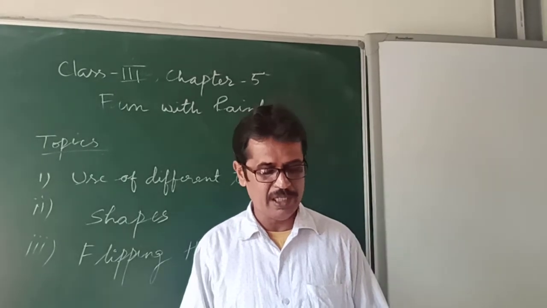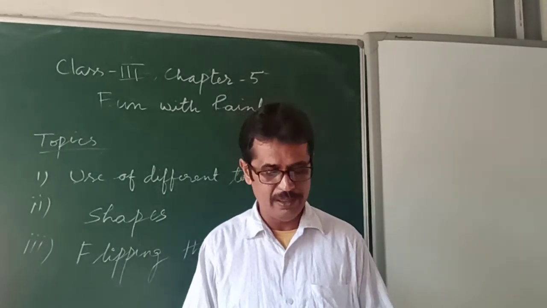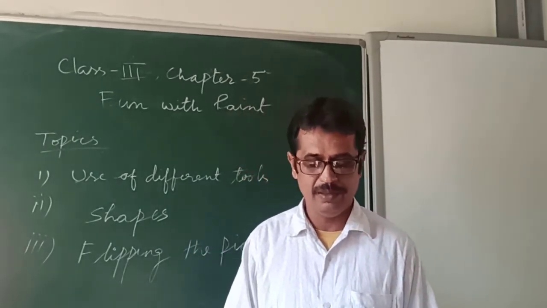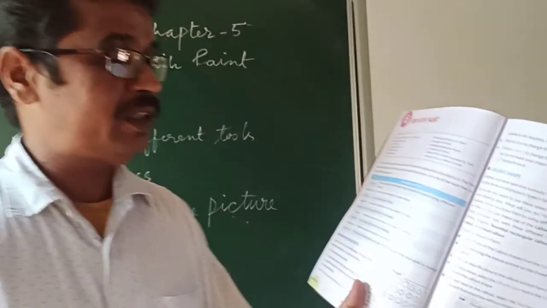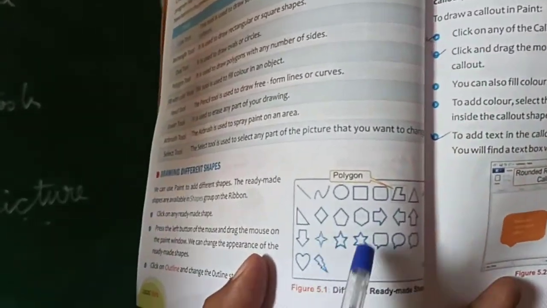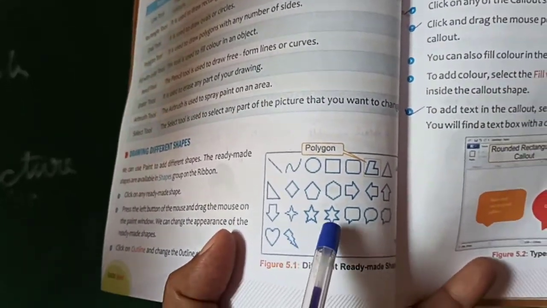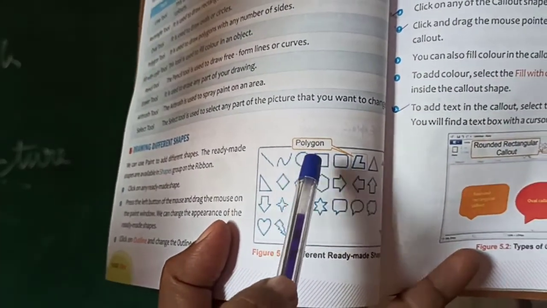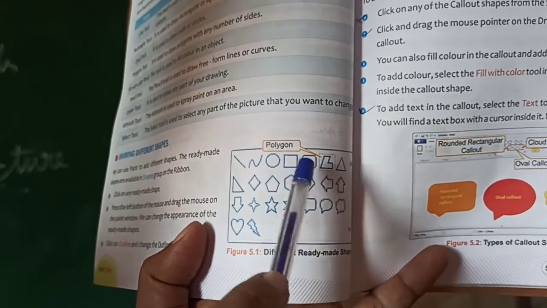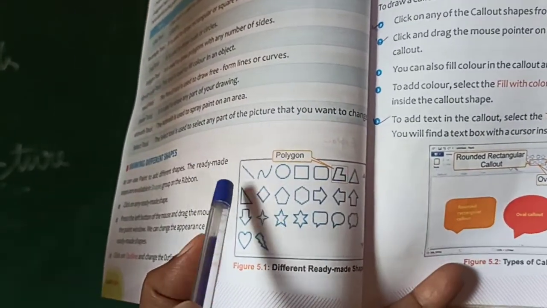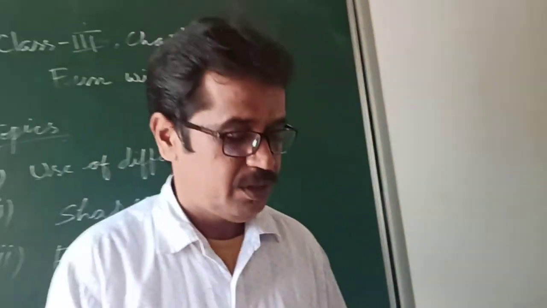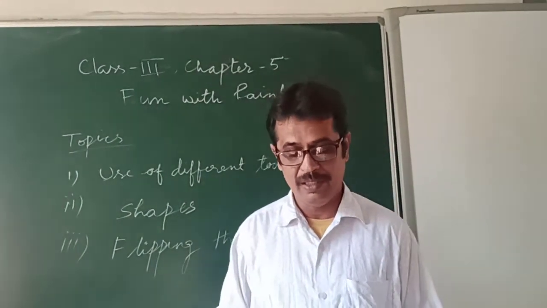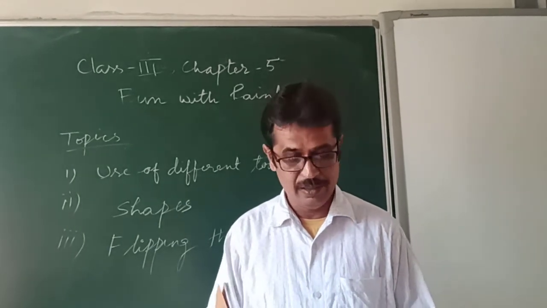The ready-made shapes are available in the shapes group on the ribbon. Many shapes you can see. These are the shapes I want to show you. These are the different shapes: star, oval, rectangle, square, rounded rectangle, triangle, arrow, heart shape. Many shapes are there. So these shapes are already there in the shapes group.